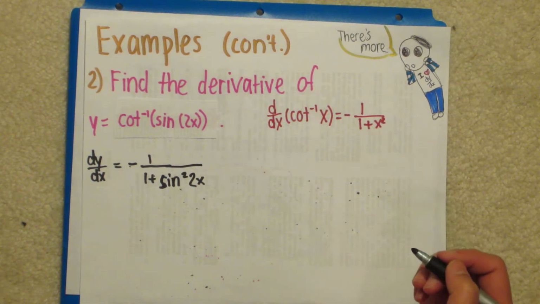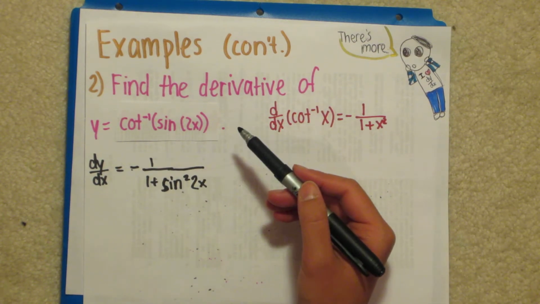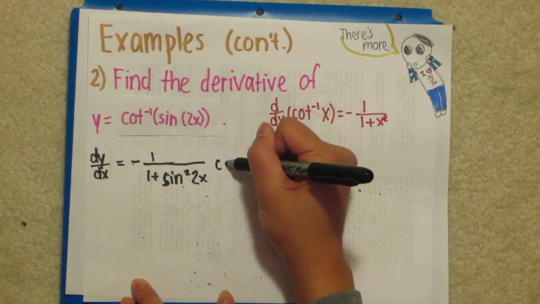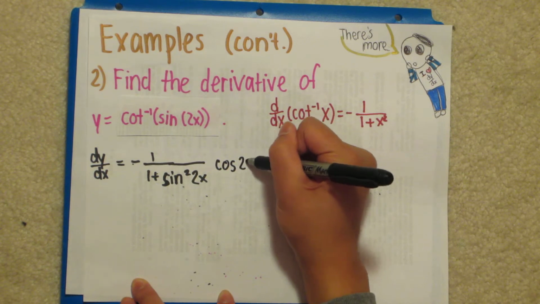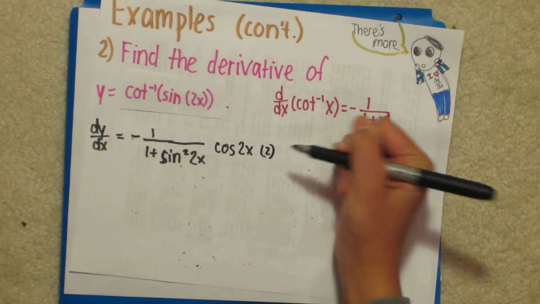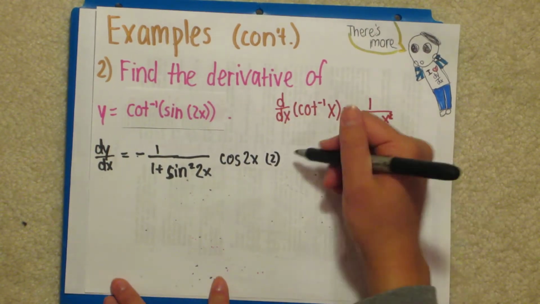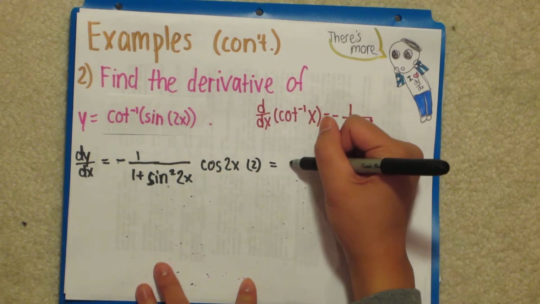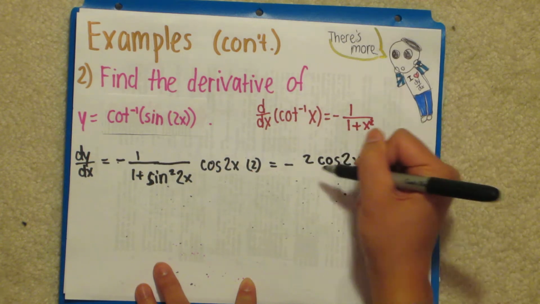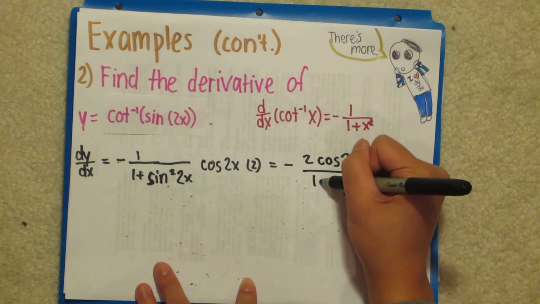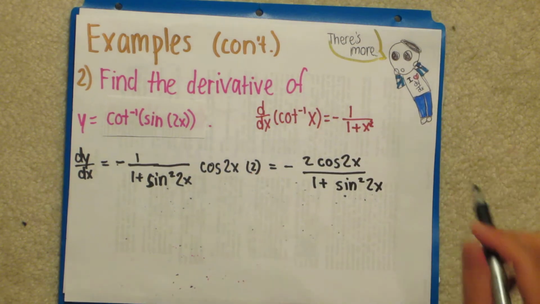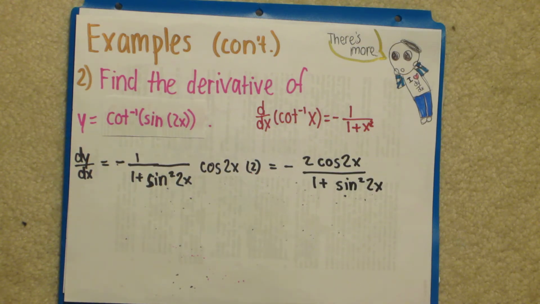And then you also need to find the derivative of sine 2x. By chain rule, that would be cosine 2x. And then you would also need to find the derivative of 2x, which is just 2. So then you would move stuff around and simplify. So negative 2 cosine 2x all over 1 plus sine squared 2x. And that is your answer.